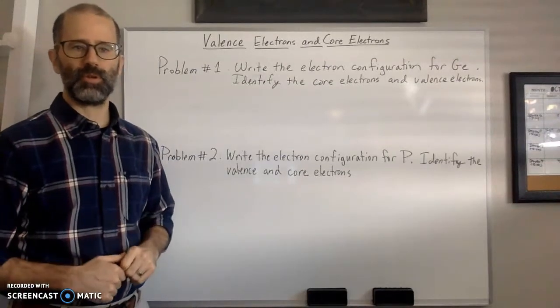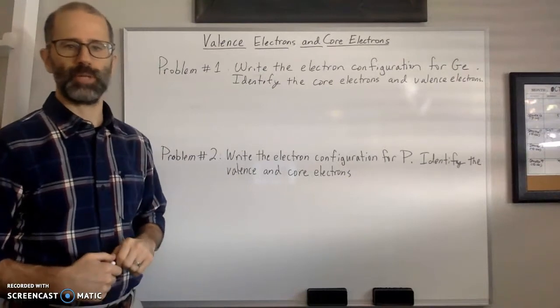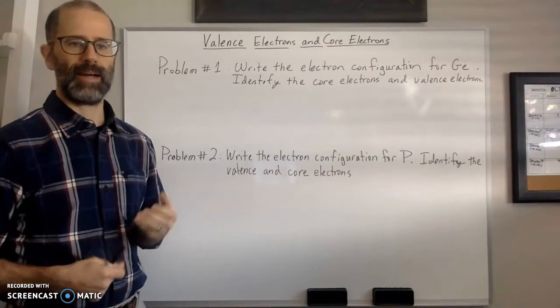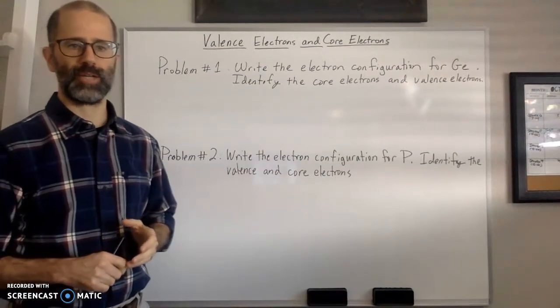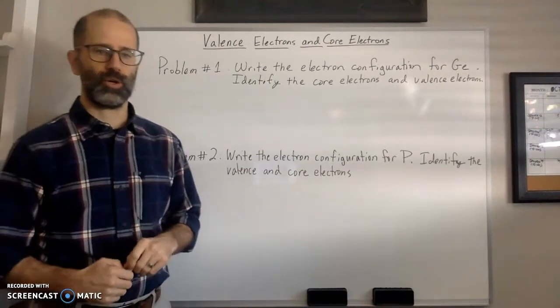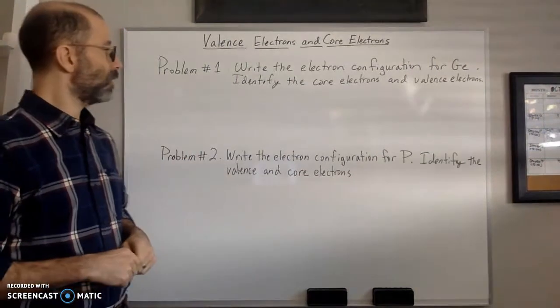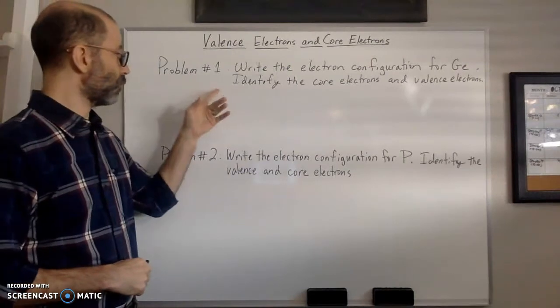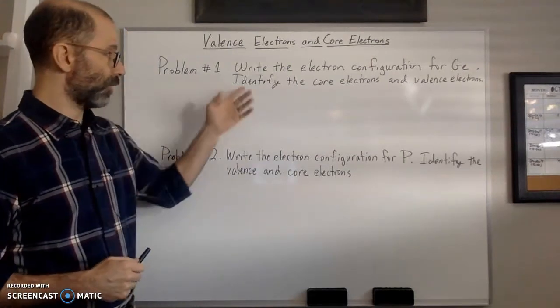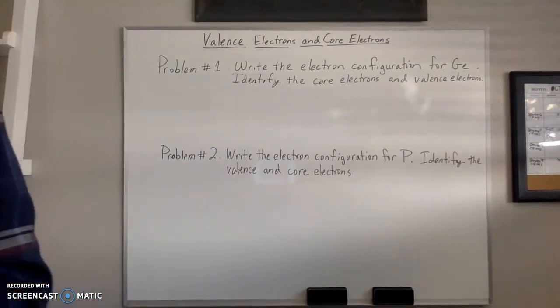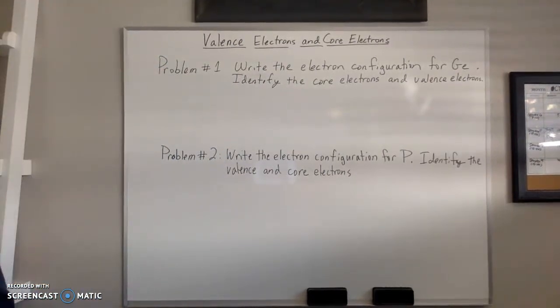My name is Mr. Cobalt, and in this video I'm going to be going over valence electrons and core electrons and how to identify them in your electron configuration. And so the first thing you want to do is be able to write the electron configuration. So here in problem number 1 we're asked to write the electron configuration for germanium. And so we need to look that up in our periodic table.